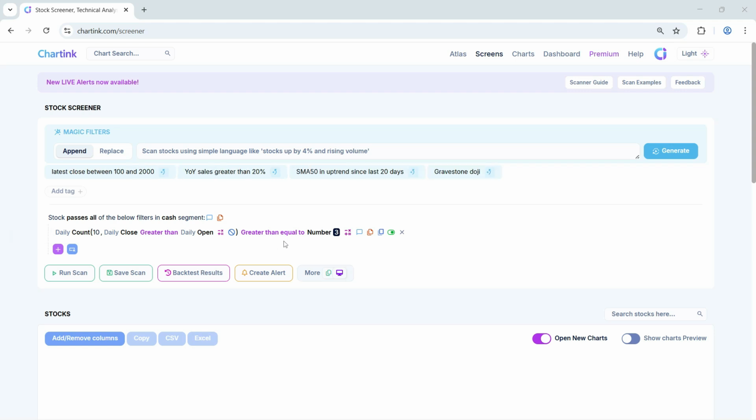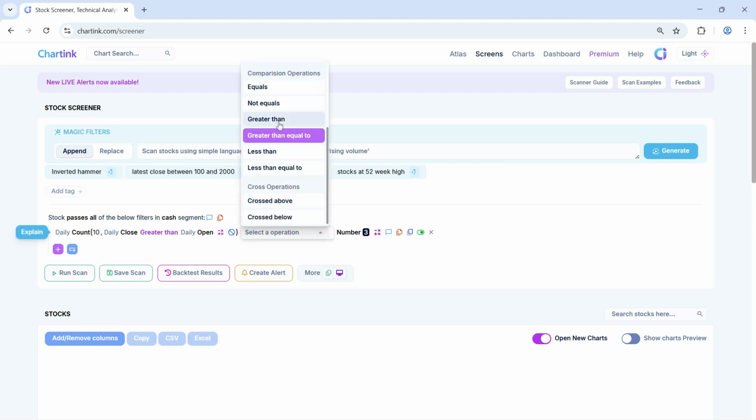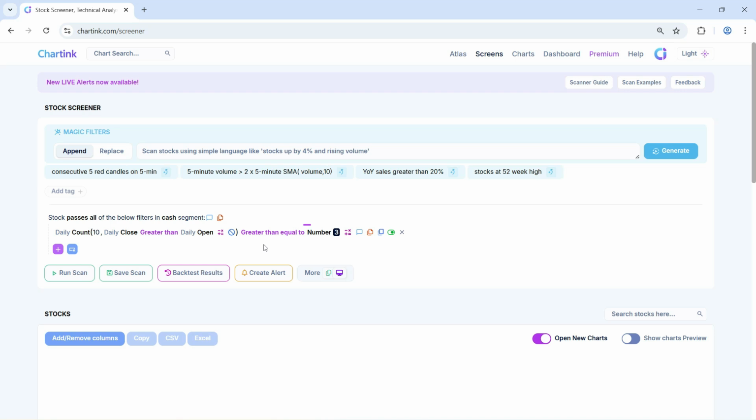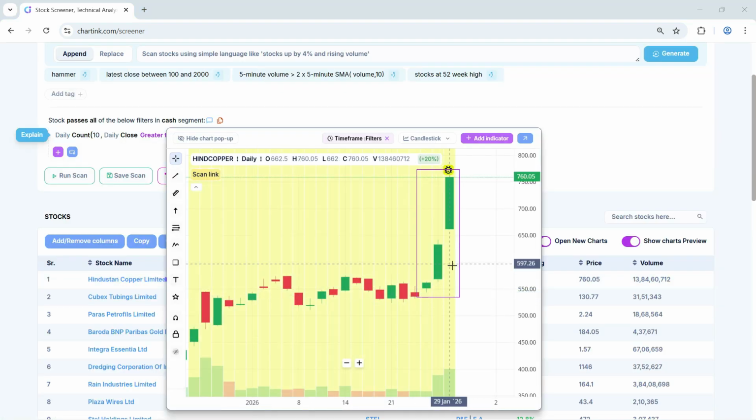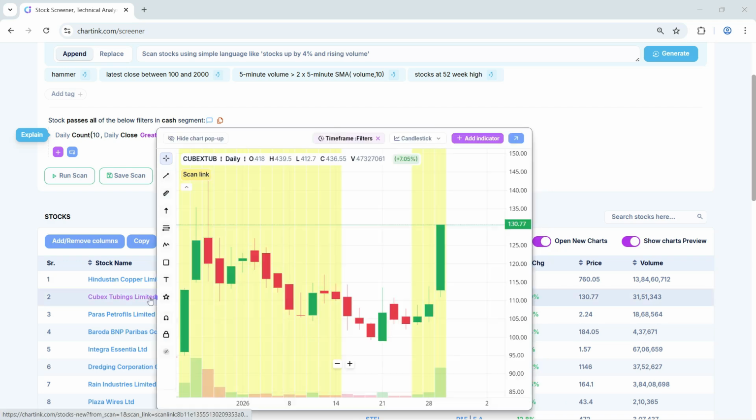Outside the count function, we choose a comparison operator such as greater than, less than, or equal to. On the right hand side, we enter the value 3. If we select greater than or equal to 3, it means out of the last 10 candles, the green candle condition should be true 3 or more times. So it will show in the last 10 candles at least 3 candles should be green.